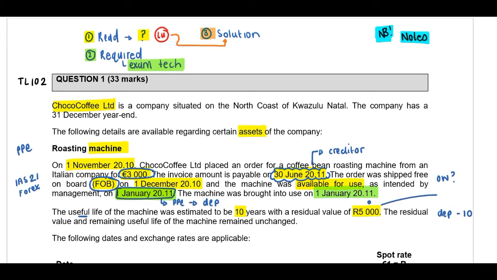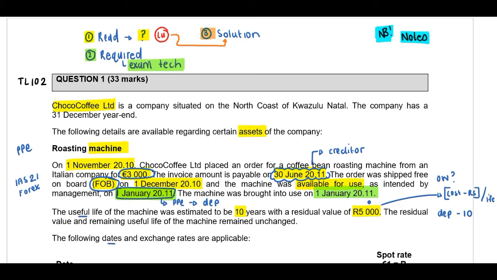How do we take this into account? We need to use the cost minus the residual value, divided by the useful life of the machine, to be able to calculate our depreciation.